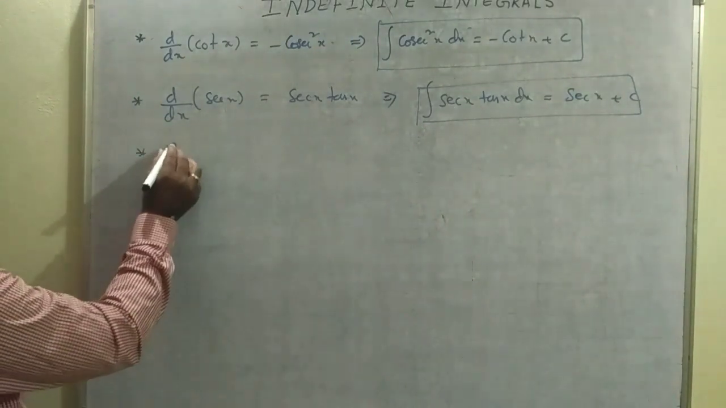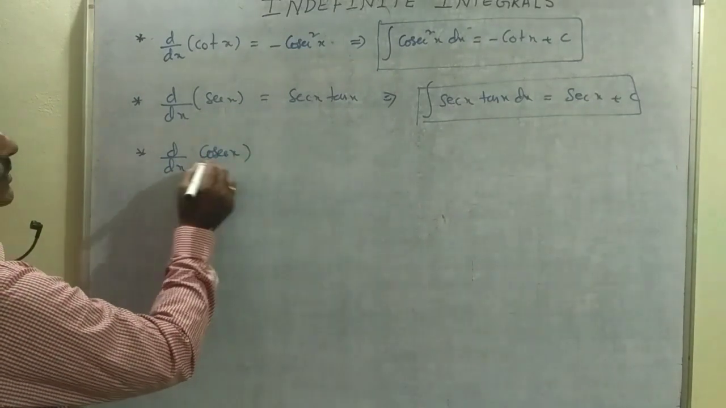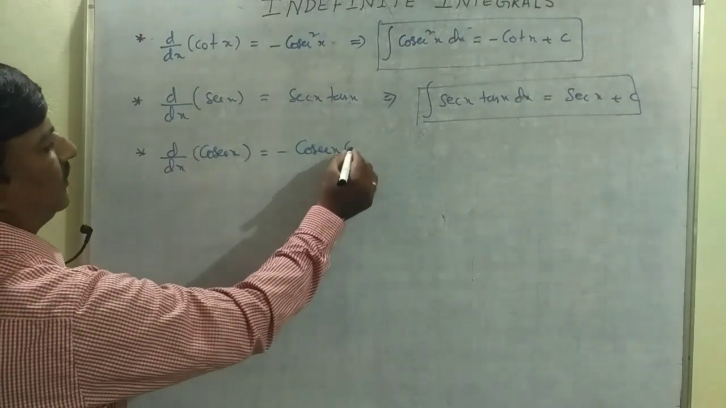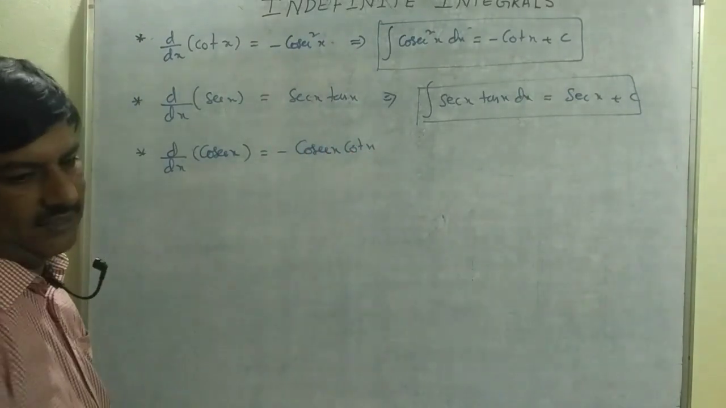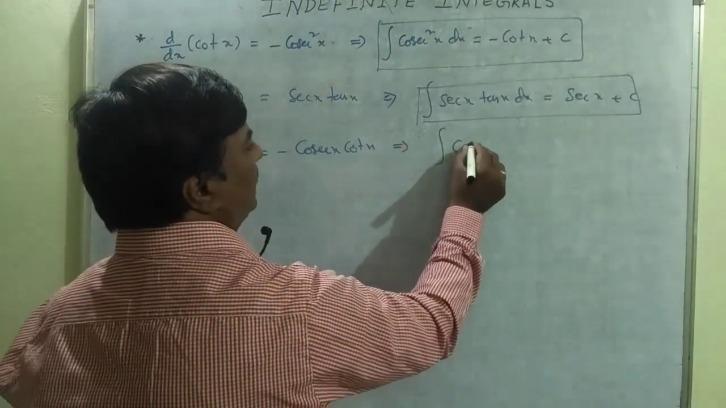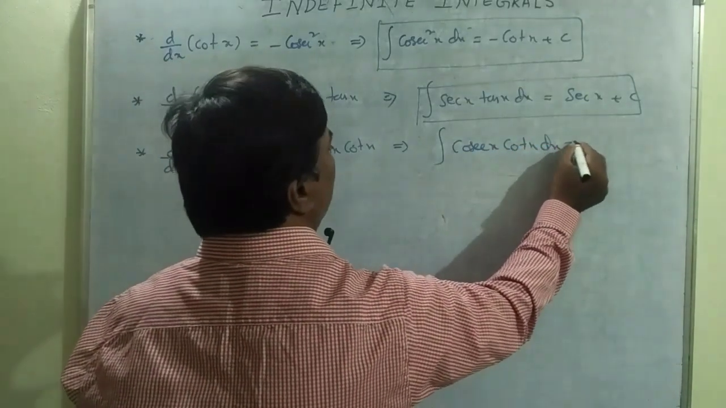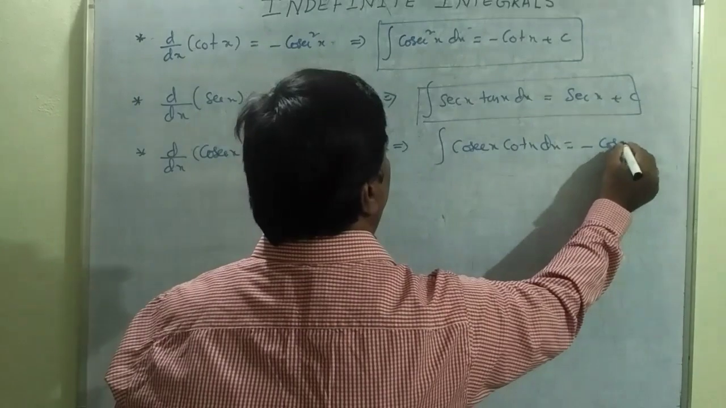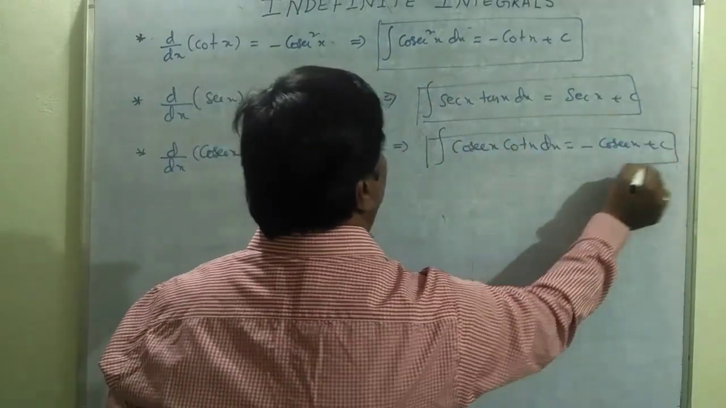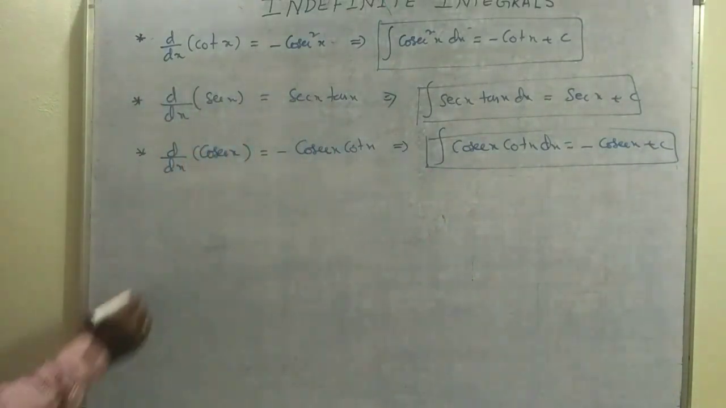Next, d by dx of cosecant of x is minus cosecant of x cot x. The reverse process of this calculation is that the integral of cosecant x cot x dx is equal to minus cosecant of x plus c. This is the next formula for the integration.